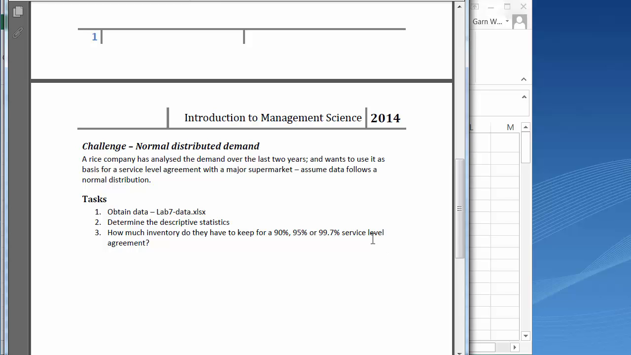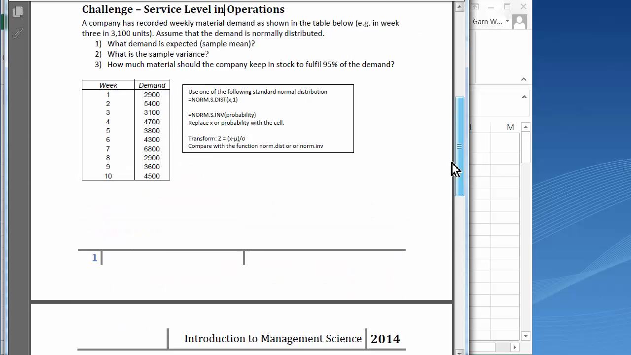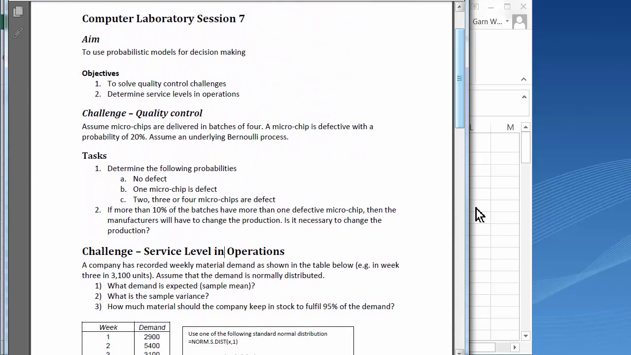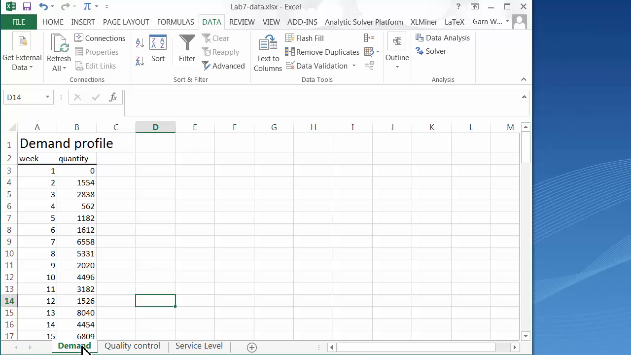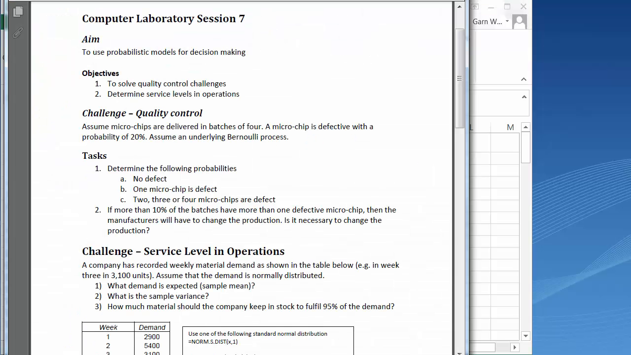Welcome to this management science tutorial. This is the third part of Computer Lab 7. In the previous tutorials we did a quality control and a service level. In this tutorial we are going to have a look at the demand of 104 items.